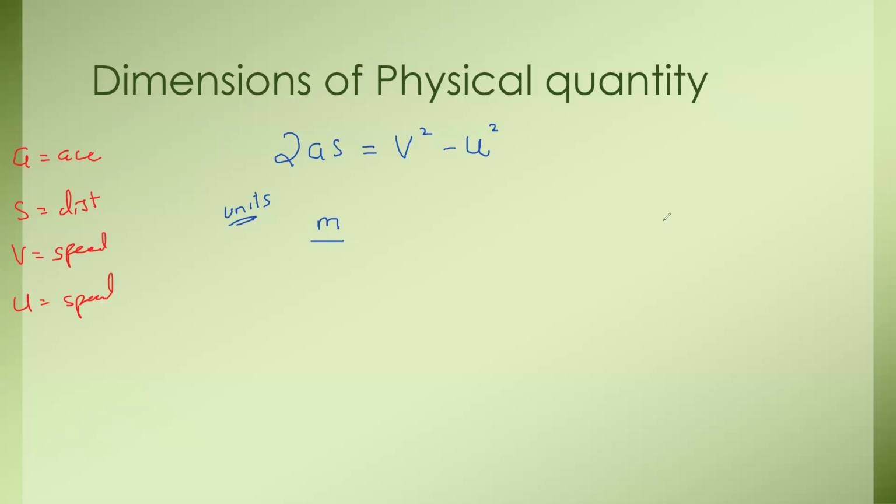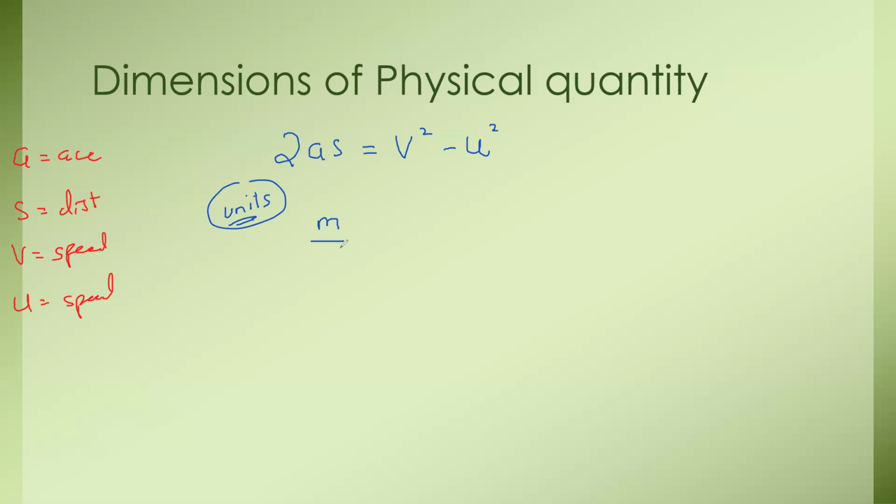So if you want to prove that this equation is homogeneous or dimensionally correct, we have in this equation 2as equal v square minus u square. First we'll write the units. The 2 is a number. It's a part of the formula, but it does not have any unit. It's just a constant. That's why we did not write anything.